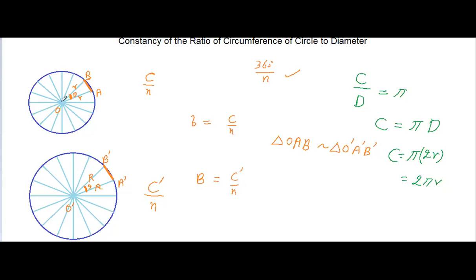See, the ratio of the side OB to the side OB dash is equal to small r by capital R, which is the same as the ratio of the side OA to the side O dash A dash. So two corresponding sides have the same ratio and the included angle is the same. So these triangles are similar. SAS similarity.